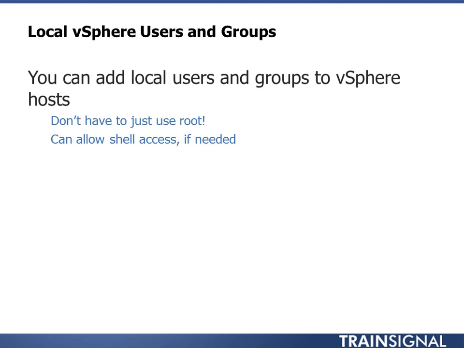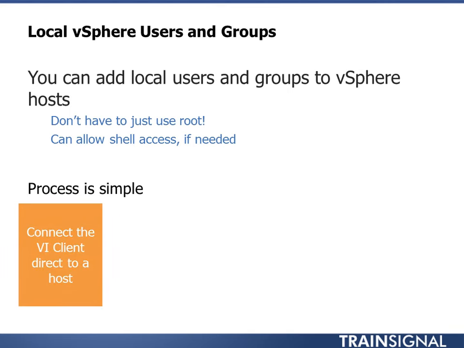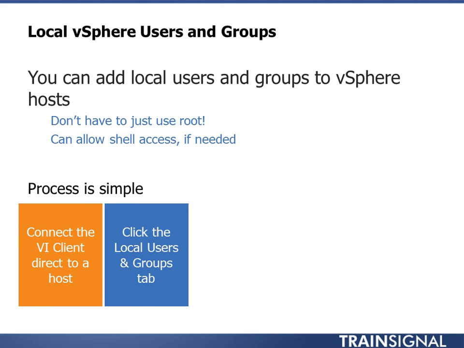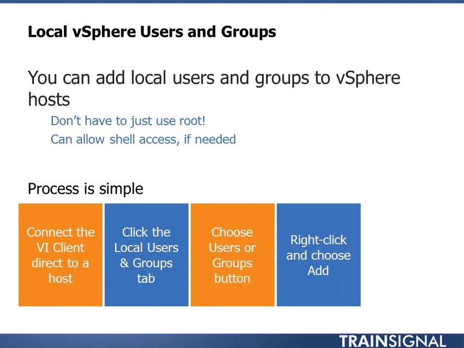Local groups and users. So, like I said, you can disable root and maybe create other local users to use. So you don't have to use root, and you can give that user shell access. The process is real simple. You connect the VI client direct to the host. You have to connect it to the host, not through vCenter. Click the Local Users Groups tab, choose Users or Groups, right-click and choose Add, and then enter the needed information.